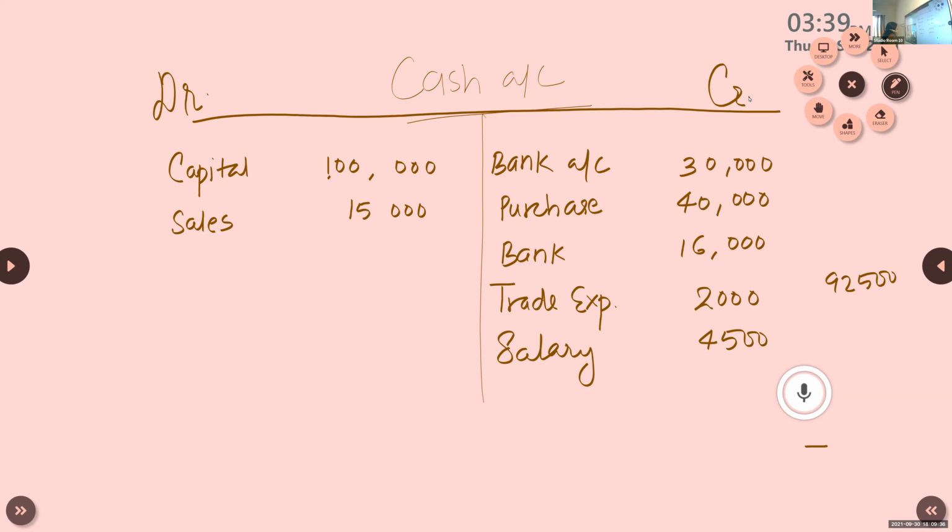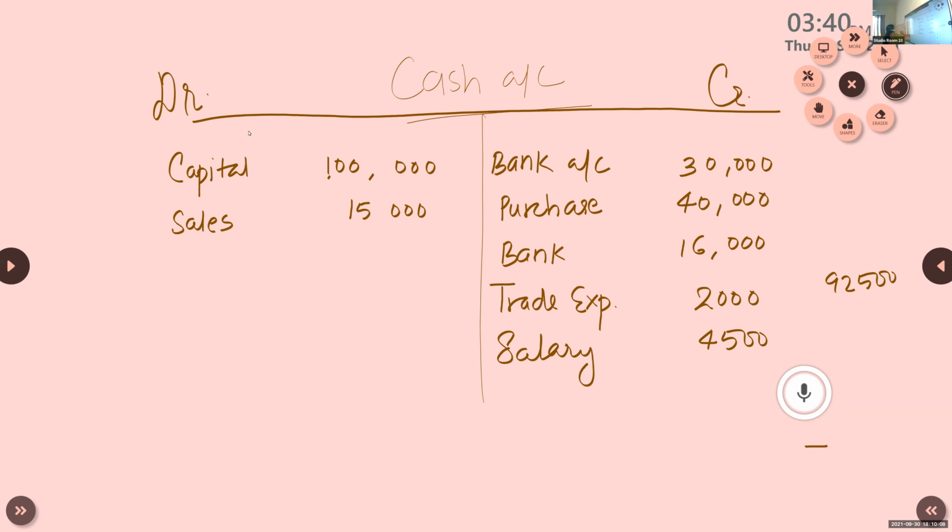Now balancing. How to do the balancing part. So first, what to do? Total both the side amount columns. On the debit side, you have 1 lakh and 15,000, two amounts only. And on the credit side, you have 5 figures, correct? So you calculate both the totals. On the debit side, how much is the total?